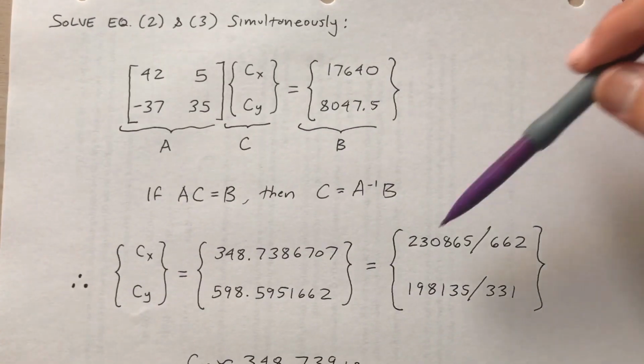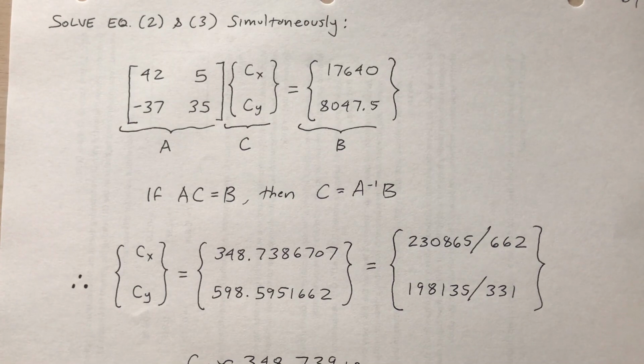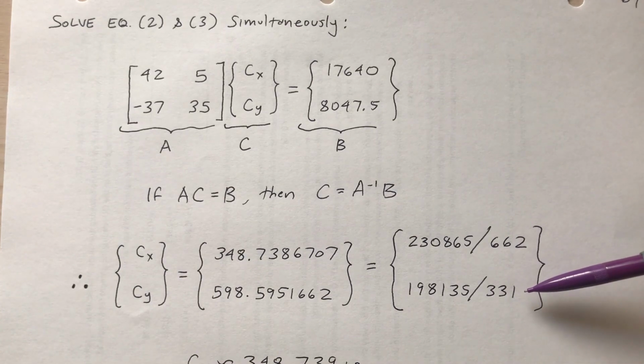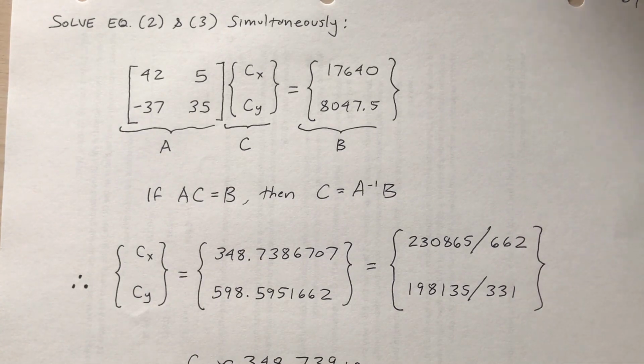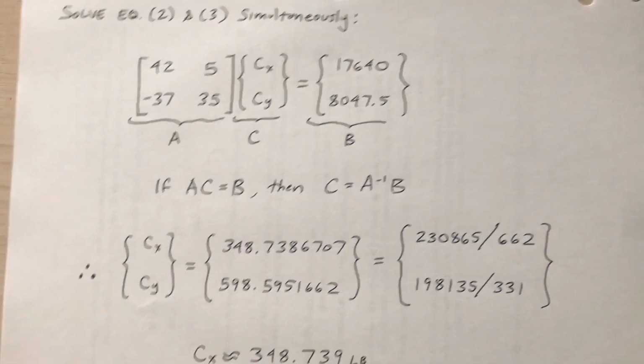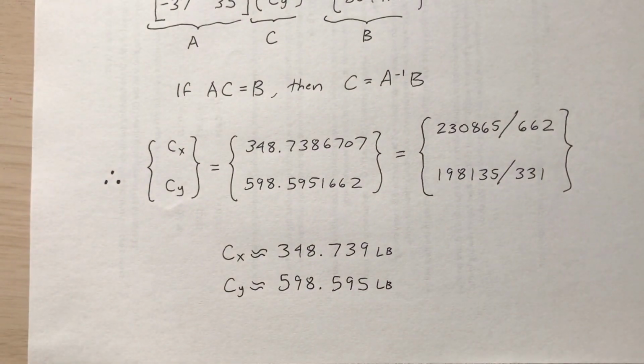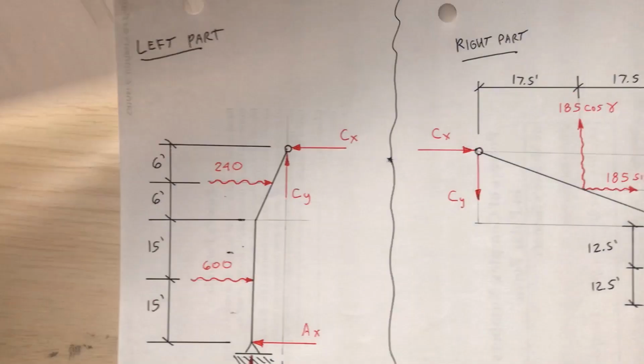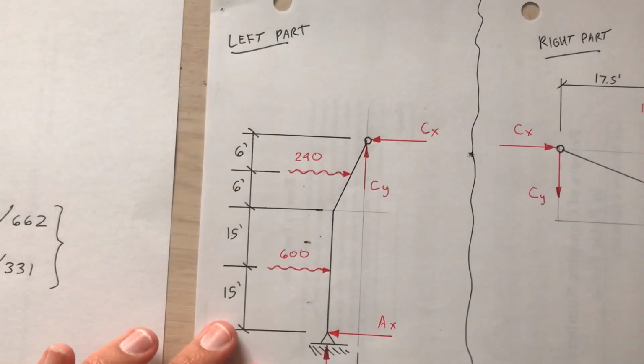A more exact answer would be over here. So C sub x is 230,865 divided by 662. C sub y is 198,135 divided by 331. Or I could say C sub x is approximately 349 pounds, C sub y about 600 pounds. Okay, I want to stick with the exact answers, which are these weird-looking fractions. So let me go back to a previous drawing. Remember this? Okay, so let me write these on the drawing.